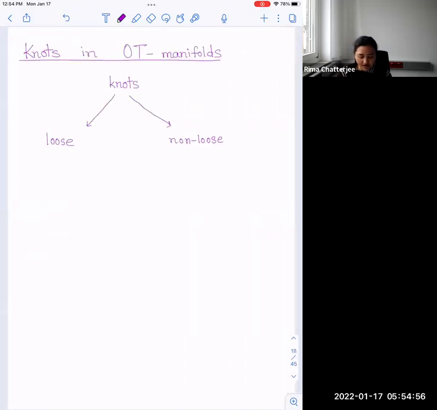All right. Now, knots in overtwisted manifold. There are two types of knots in an overtwisted manifold. They are known as loose and non-loose. They are actually also known as exceptional and non-exceptional, but I will use loose and non-loose. So why are there two types of knots? If I have a knot in an overtwisted manifold, the knot can intersect the overtwisted disk, or it can be disjoint from an overtwisted disk, right?